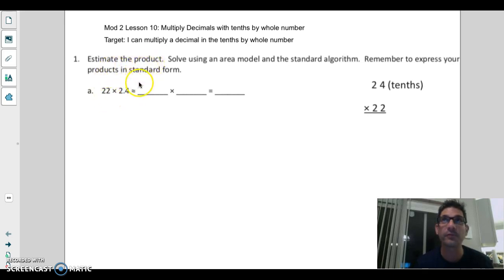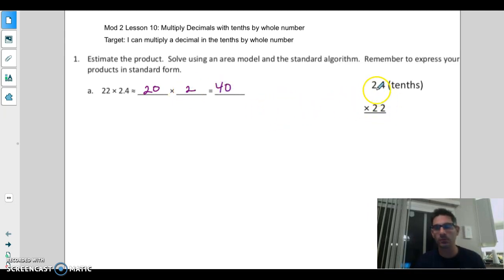So we're going to estimate first. We're going to round. It's going to be 22 times 2 and 4/10. So we're going to round 22 to 20. We're going to round 2.4 to the nearest whole number, which will be 2. So this will give me 40.